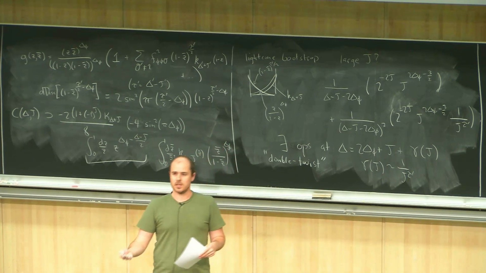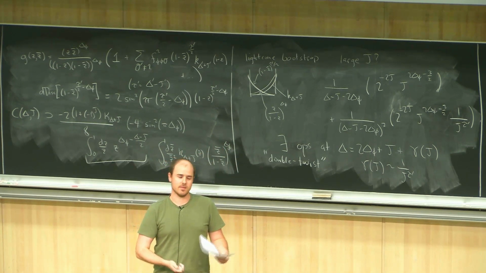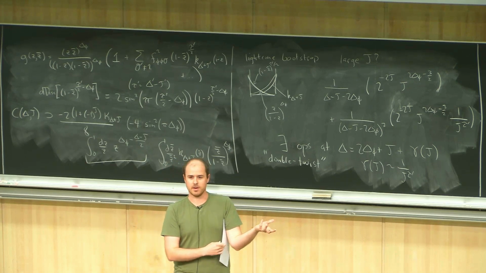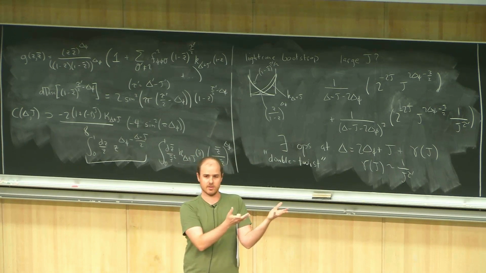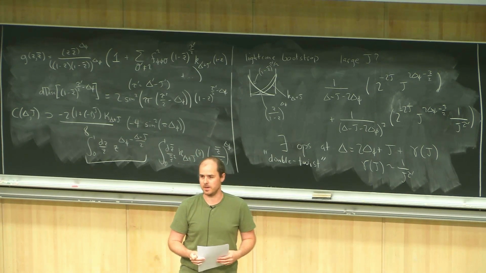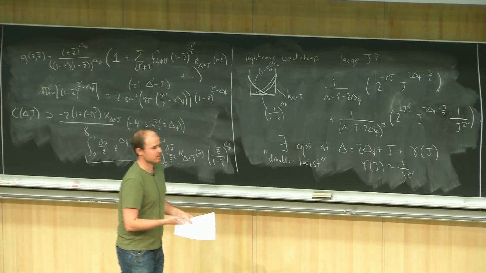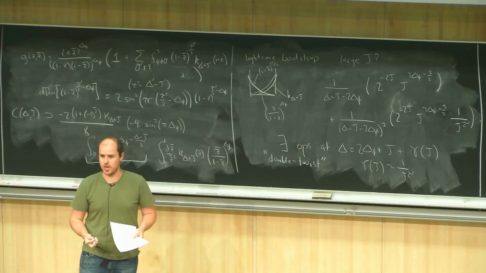And you can take this result and iterate it. So let's say you take a double twist operator and you have some other operator, you can consider the OPE of those guys and now find that there have to exist triple twist operators and so on. So this is telling you about some structure of the CFT spectrum at large J.